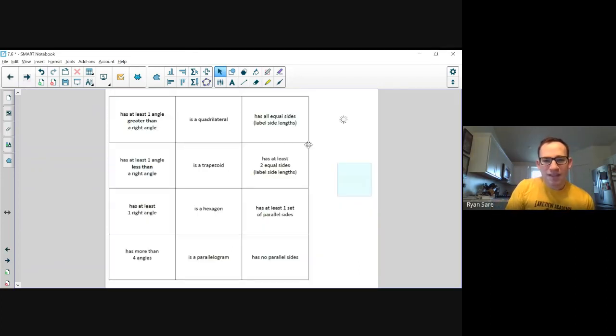Now we have this list, or this grid, that gives us different characteristics. And they're organized into 3 different columns. And there's 4 rows for each one. We have a little bit of an array here. And what we're going to be doing is we're going to be rolling this dice, and it's going to tell us what kind of shape we're going to be drawing.